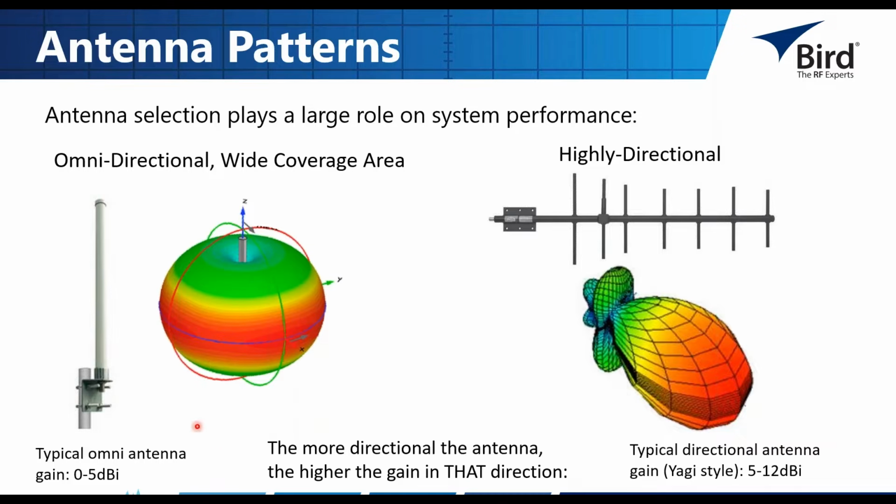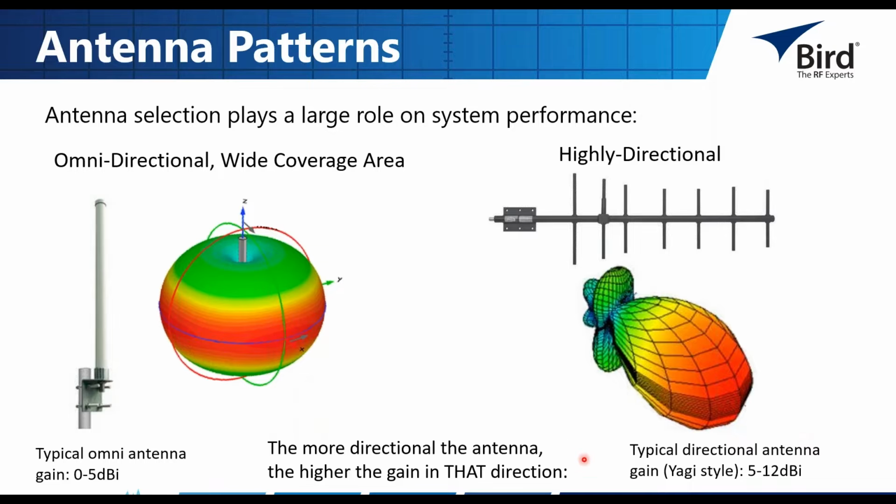As a rough example, for a typical omni antenna, you're going to see a gain of around 0 to 5 dBi. dBi is gain with respect to an isotropic radiator. We'll talk about this a little more towards the end of the presentation.